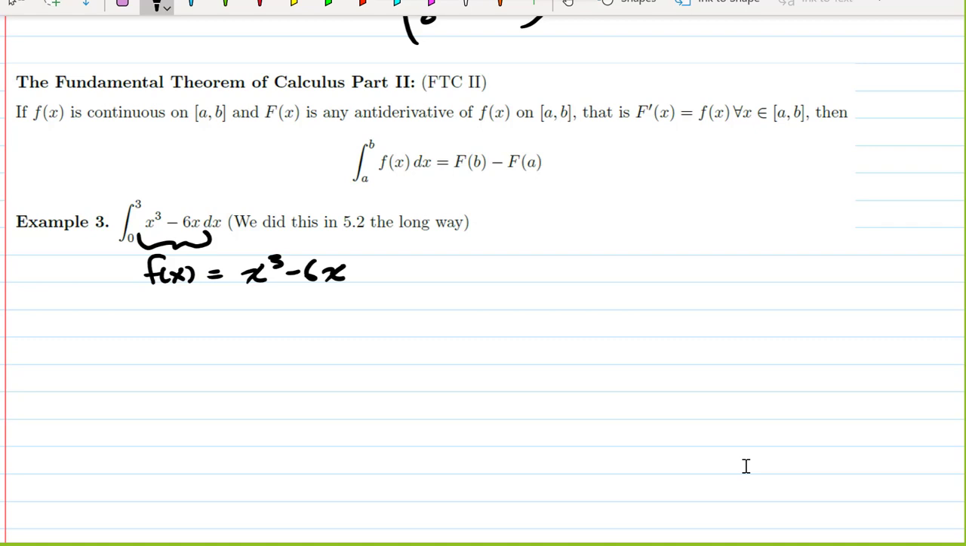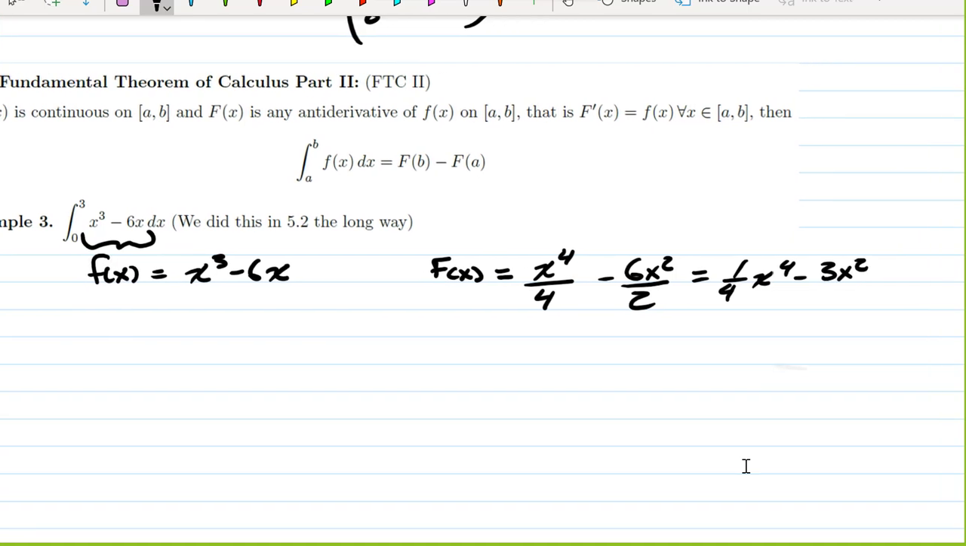So what was our rule for finding an antiderivative of a polynomial? We did this back in chapter 4, section 9. So with derivatives, we moved it down in front and subtracted one. With antiderivatives, we add 1 to our exponents, so we get x to the 4th, and then we divide by 4. And then we have negative 6x squared, and we divide that by 2, so we get 1/4 x to the 4th minus 3x squared plus an arbitrary constant.